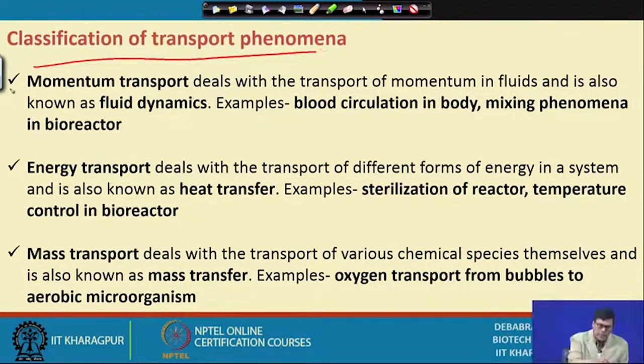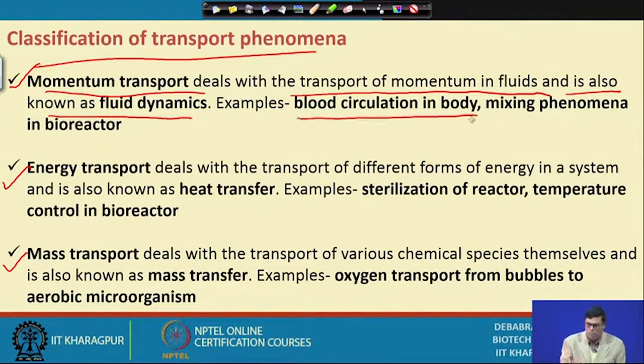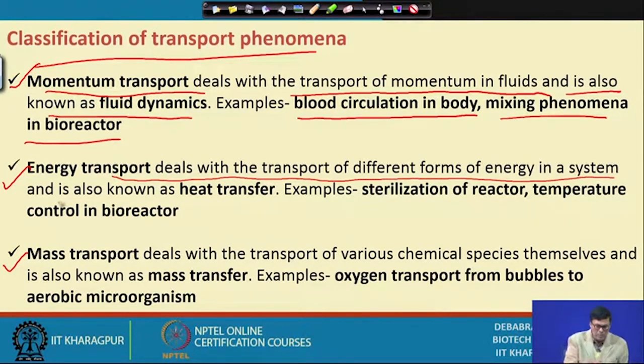We have three different classifications: momentum transport, energy transport, and mass transport. What is momentum transport? It deals with the transport of momentum of fluid, and is also known as fluid dynamics. For example, blood circulation in the body and mixing phenomena in the bioreactor come under momentum transport. The mixing phenomena I just explained. The energy transport deals with the transport of different forms of energy in a system, and is also known as heat transfer, for example sterilization.